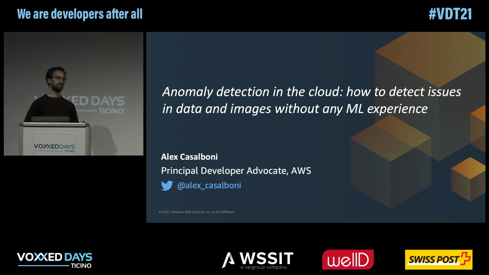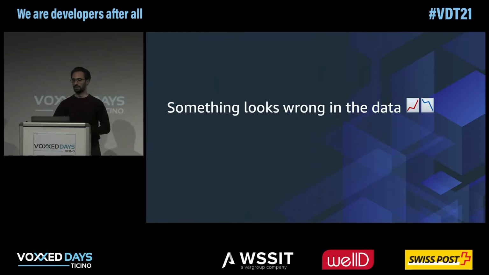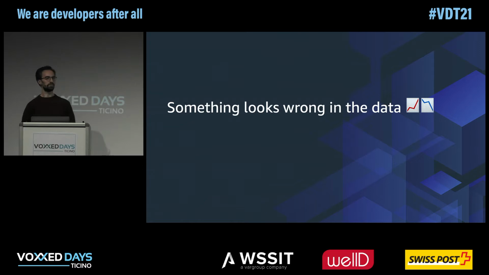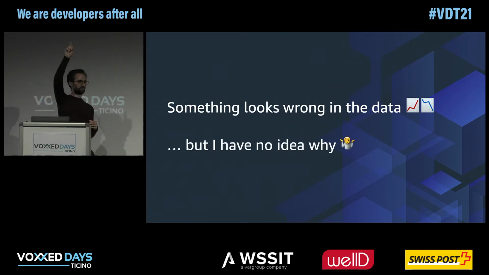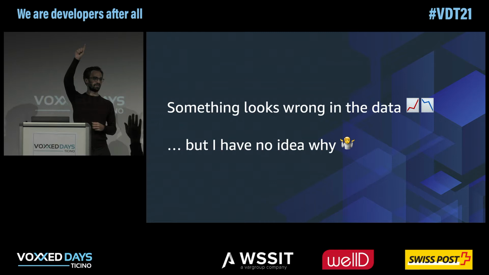So I want to get started with a question before we get into the topic. Has it ever happened to you that you look into your product or your service or whatever you're building in Java or not in Java, and something is wrong and you have no idea why? Ever happened to you? I'm sure it did. Come on. Okay, don't be shy. Cool.